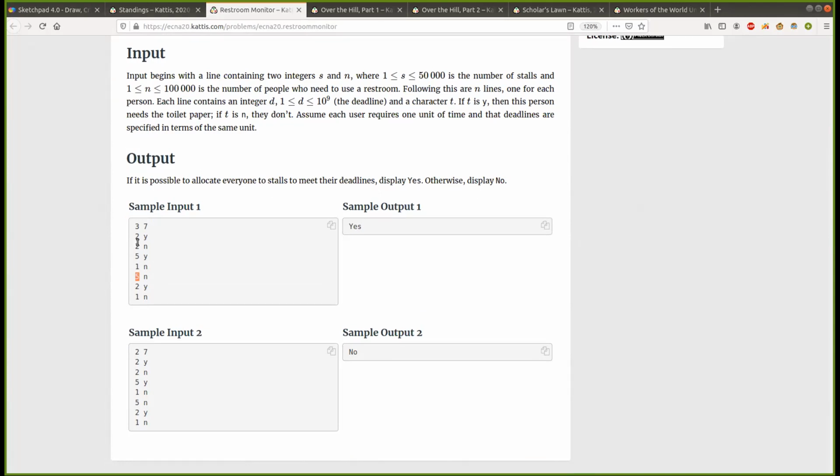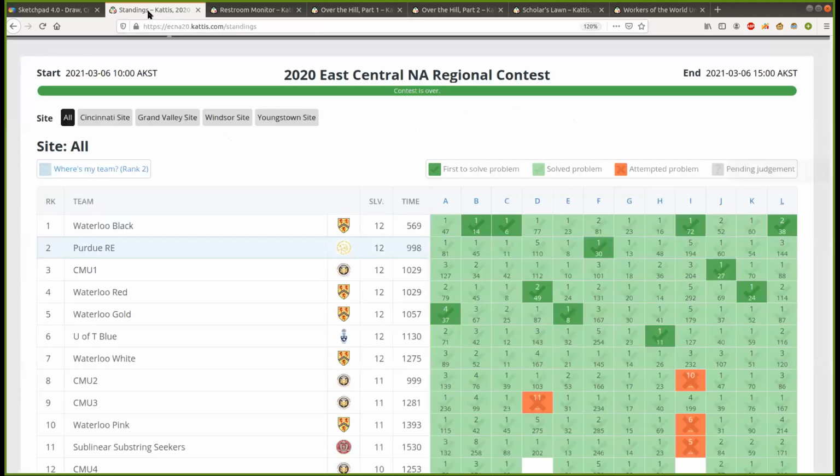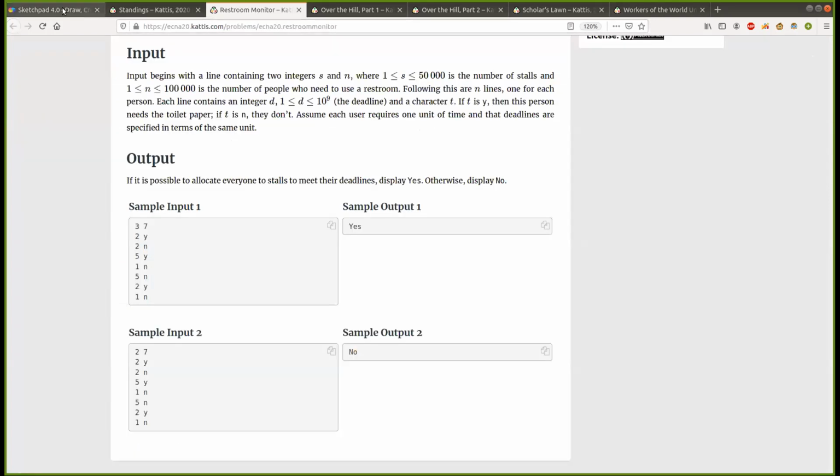If toilet paper was not part of the problem, then there's a clear greedy solution where you should always fill up the stalls with the people who need to go first. So you sort everyone by deadline and then fill up the stalls, and then check that each person enters the stall before their deadline. So how do we handle the issue with toilet paper?